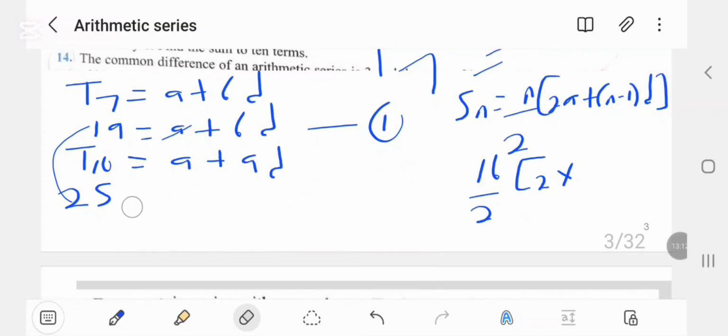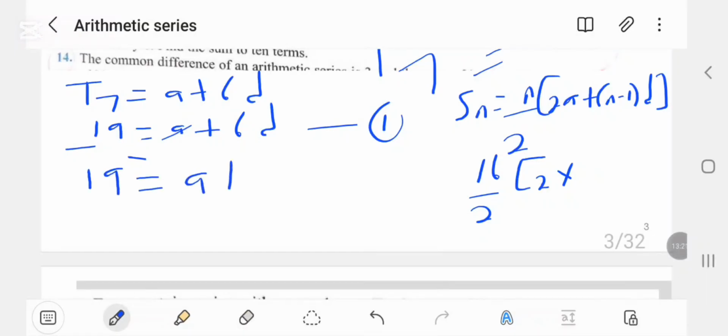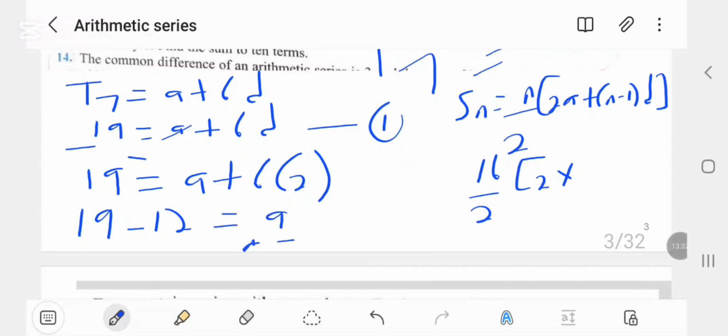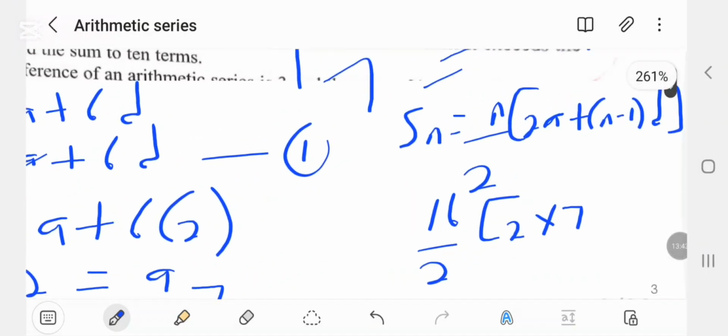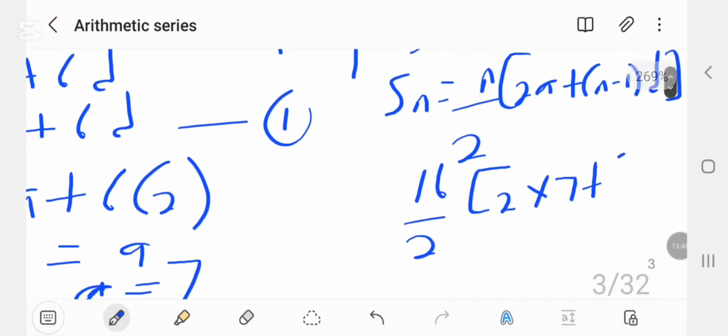I'll choose any equation. Let me choose equation number 1 to find a. So 19 is equal to a plus 6d. For d, I'll put 2. So 19 minus 12 is equal to a. So a is equal to 13, 14, 15, 16, 17, 18, 19, 7. Okay, times 7 there. Plus, let me just write 15 because it's 16 minus 1. And then my d is 2.